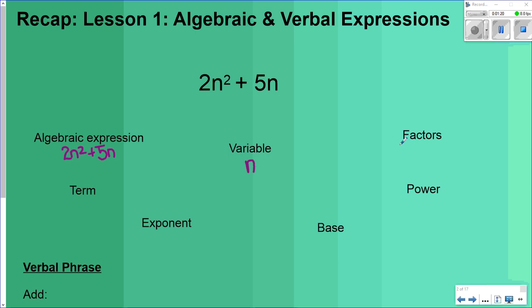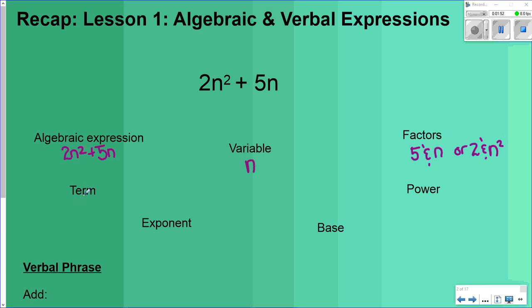Factors. Remember about factors? Factors could be two or more, whether a number or variable, combined together to give you a product. So we have, for example, 5 and n as a factor. We could also have 2 and n squared as a factor. Those are factors combined to give you a product.